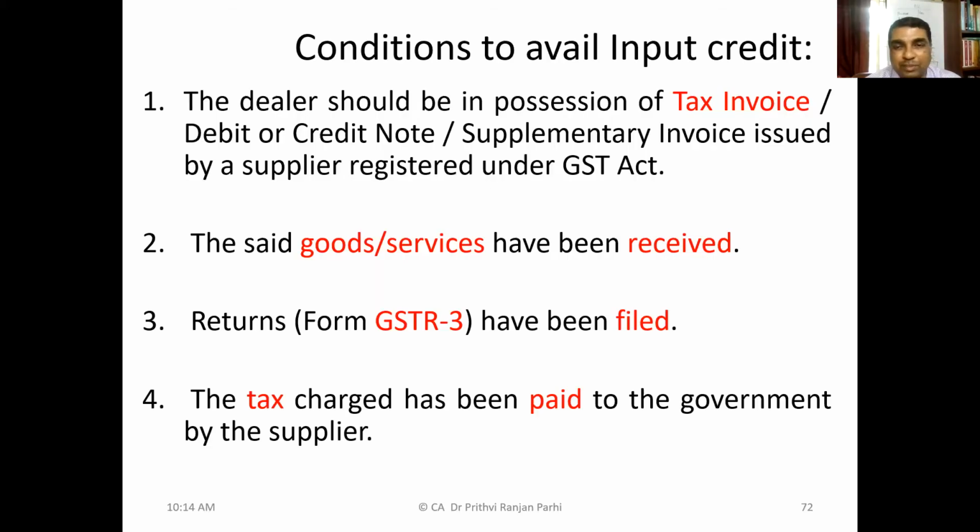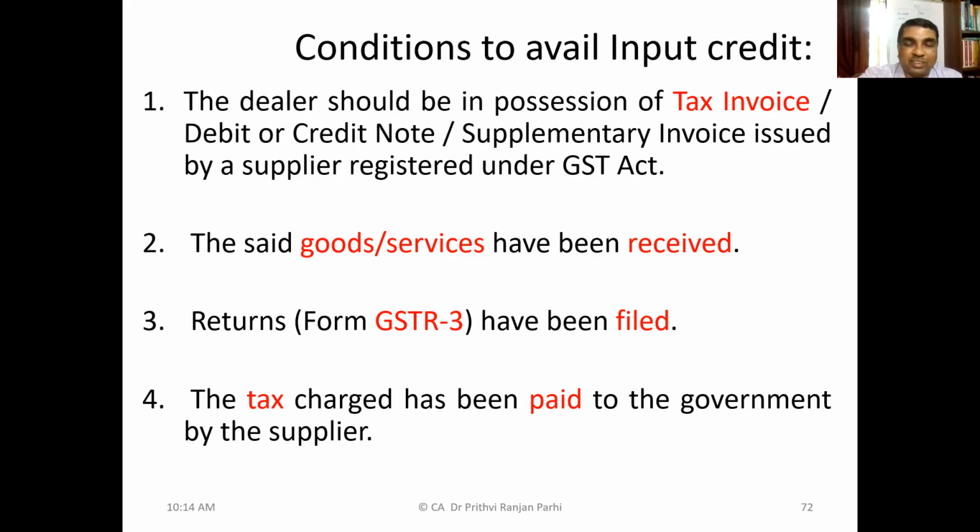Secondly, the goods or services must have been received, and the return, GSTR 3, must have been filed. The supplier must have filed the GST return. In that return, he must have disclosed that he has supplied some services or goods to you, and you are eligible for ITC. The next point is that the tax charged must have been paid to the government by the supplier. If these conditions are complied with, then you can avail ITC.